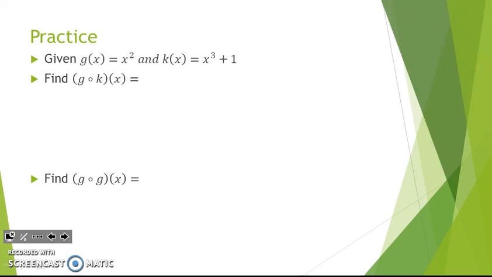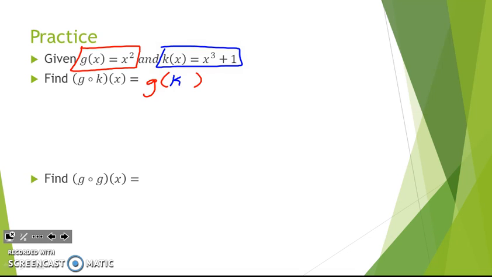So I've got my g of x function equals x squared, and I've got my k of x function equals x cubed plus 1. Sorry, I did them both in red. I'll make my k of x be a blue function there. Okay, so I'm going to start out. I've got g open circle k of x. So that means I'm going to have g of k of x.